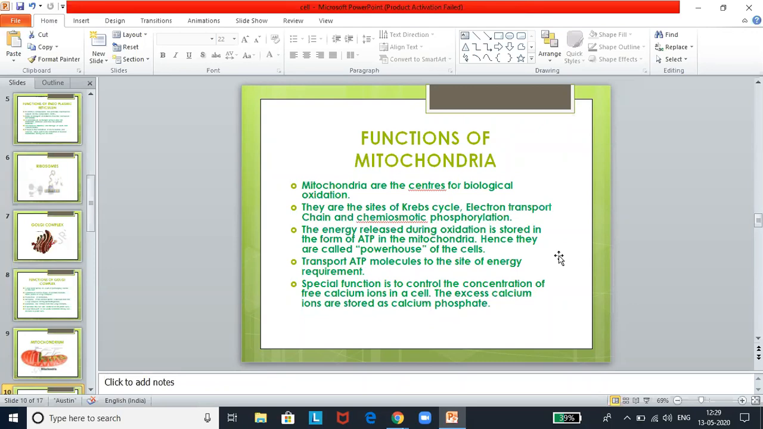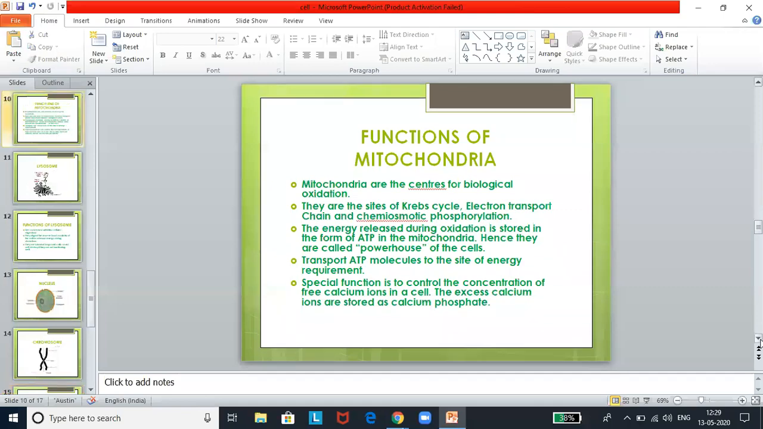They transport ATP molecules to the site of energy requirement. So that is one of the major functions. Now a special function is to control the concentration of free calcium ions in a cell. The excess calcium ions are stored as calcium phosphate.